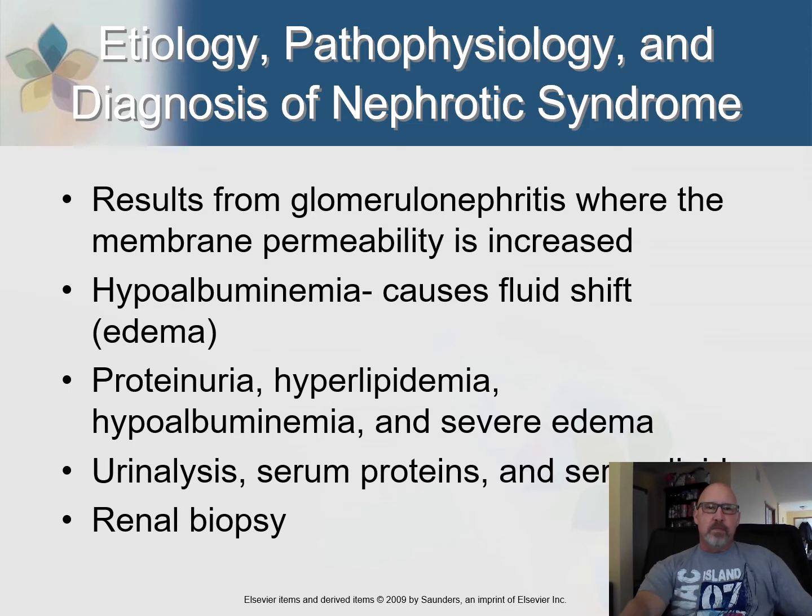So what happens? Well, in glomerulonephritis, the permeability is increased, and you end up with not only this fluid shift, but also hypoalbuminemia because of the fluid shift. So this proteinuria, hyperlipidemia, and hypoalbuminemia all lead to severe edema.